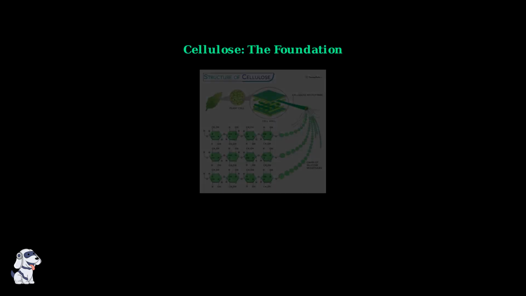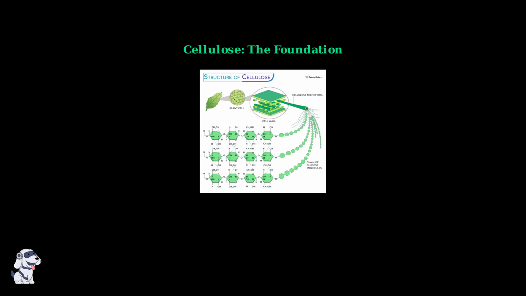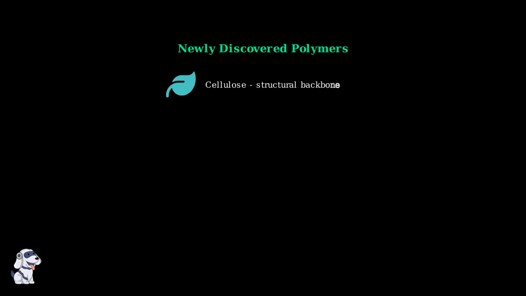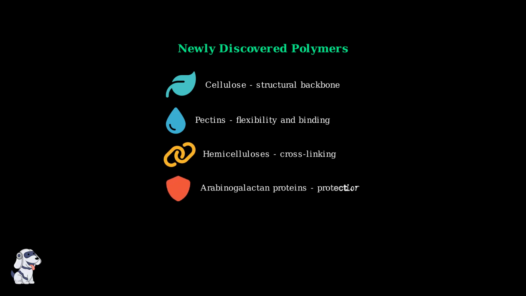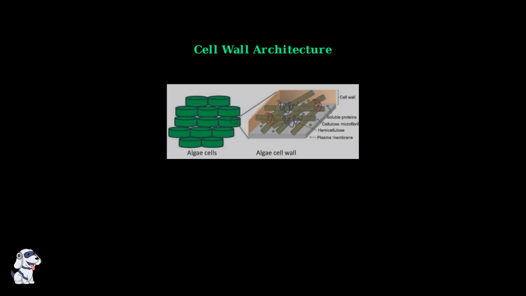Let's start with cellulose, the primary structural component. This image shows how cellulose forms from glucose molecules into microfibrils that give the cell wall its strength. Scientists have discovered that some green algae contain the same polymers found in land plants. This includes cellulose for structure, pectins for flexibility, hemicelluloses for cross-linking, arabinogalactan proteins for protection, and even lignin-like compounds for added strength. This diagram shows how these different polymers work together in the algae cell wall.